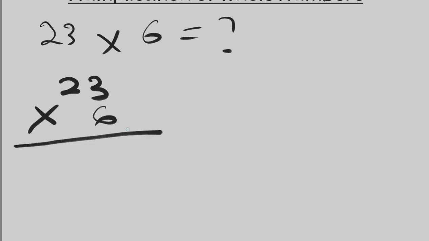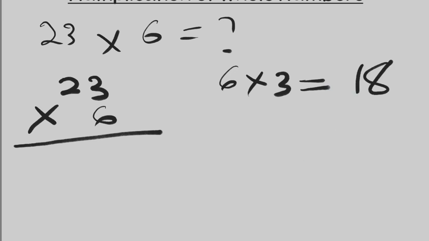So again, what you have to do is write down 6 times 3. What is 6 times 3? 6 times 3 is 18, okay? So like I said, you're not going to write 18. You're going to write just 8. So I'm going to put 8 right here, okay? Now keep this one because we're going to add it together.